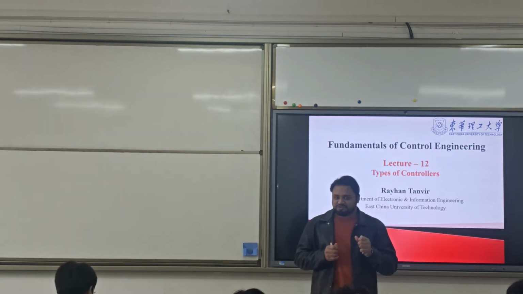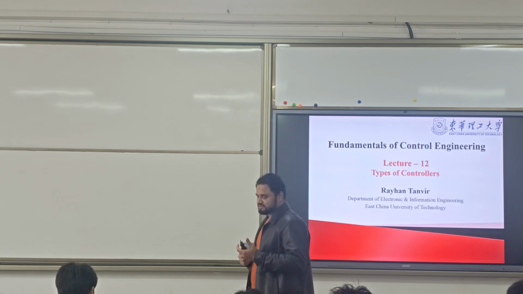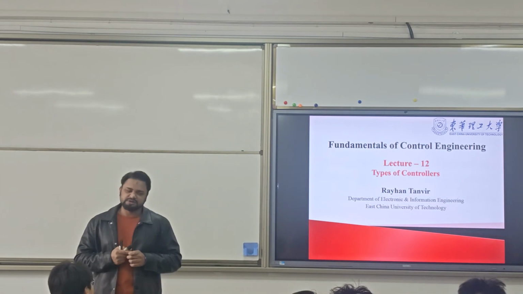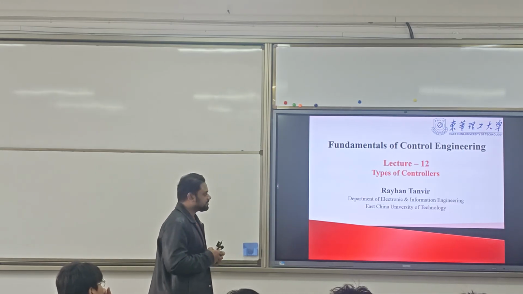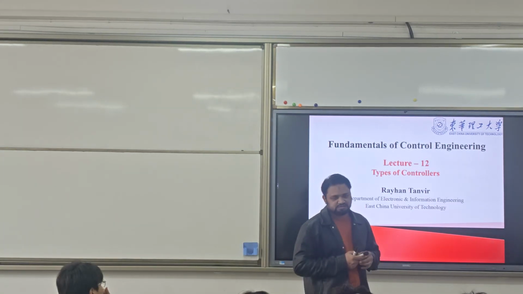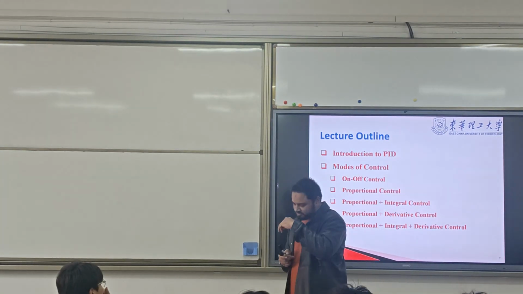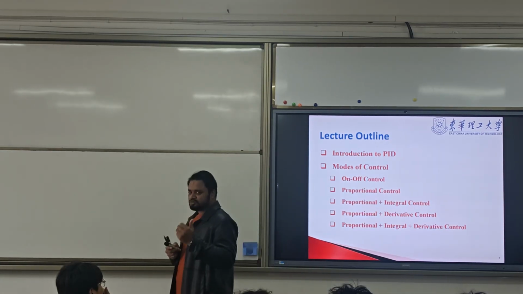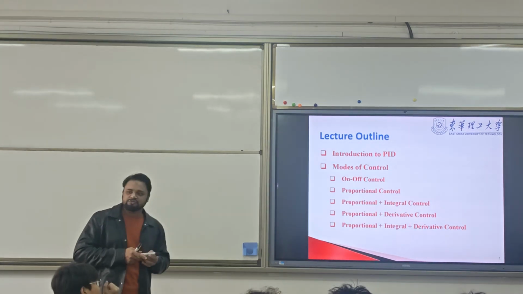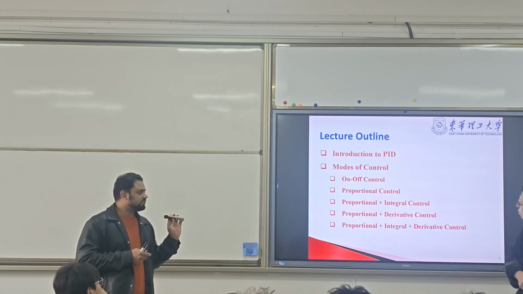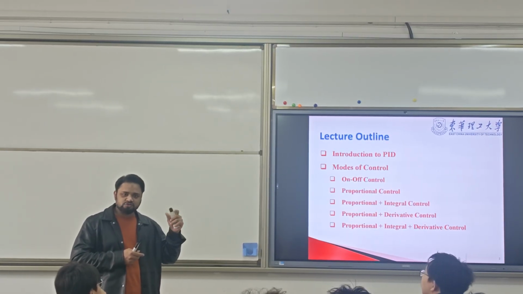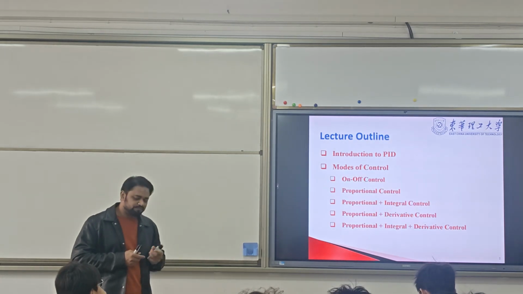So the topic that is left for this course is called controllers. Controller is a very important element for the control system. We will discuss different types of controllers in these lectures. The basic controller is called on-off control. On-off control is like a switch: turn on, turn off. So this is called on-off control.